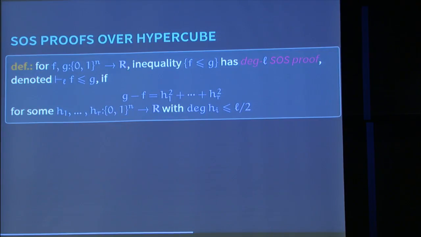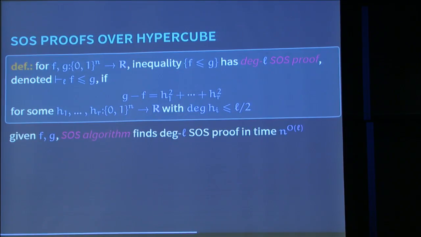So it means that if you want to think about polynomials, it means that this equation holds modulo the ideal of the hypercube. But yeah, we will not think about the ideal. Just think about it as functions. And what the sum of squares algorithm can do is, given f and g, it can decide if there exists a degree L sum of squares proof for the inequality between f and g, and it can find this kind of decomposition, and the running time it needs is n to the order L.